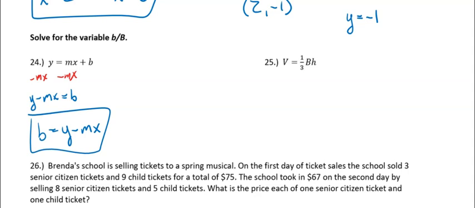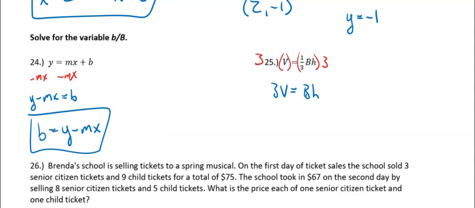This time it's a capital B, which doesn't really make much of a difference. But the first thing I notice is that fraction. So I'm going to get rid of the fraction just like I would in any other equation. I get rid of the fraction by multiplying each side by 3. And when I do that, I end up with 3v equals b times h.